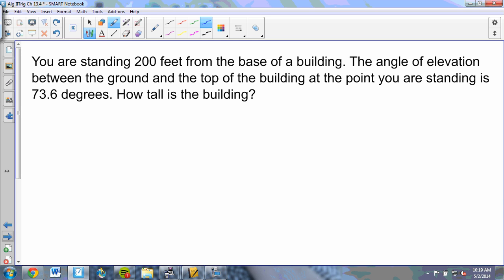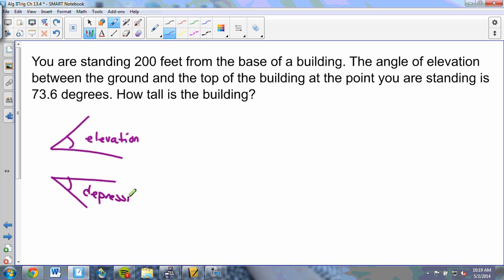You're standing 200 feet from the base of a building. The angle of elevation between the ground and the top of the building at the point you were standing is 73.6 degrees. How tall is the building? Angle of elevation means the angle above horizontal. And the angle below horizontal is called the angle of depression. If you're looking up, it's an angle of elevation. If you're looking down, it's an angle of depression, all from the horizontal.